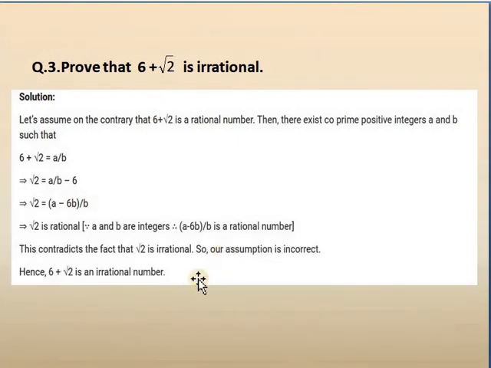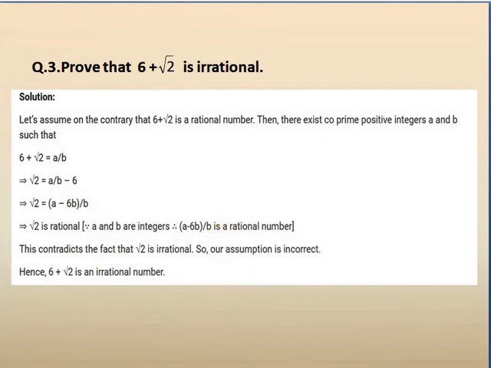So our assumption is wrong. See the complete step. Why is root 2 rational? Because a is an integer, 6b is an integer, integer minus integer is an integer, divided by b, another integer, so it is rational. A, 6, b are integers, therefore a minus 6b by b is a rational number, therefore root 2 is rational. But we know the fact that root 2 is irrational, so our assumption is wrong. Therefore 6 plus root 2 is irrational.